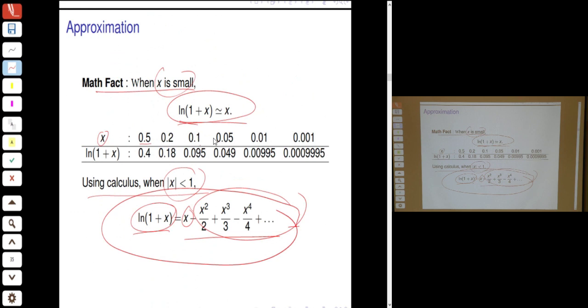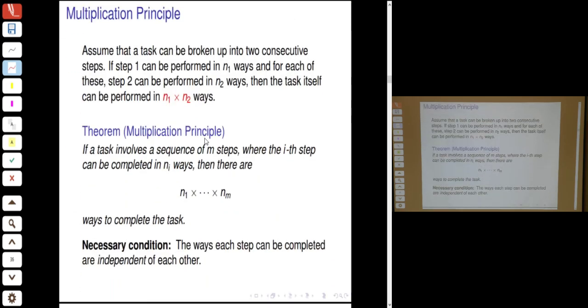So that was so much about the geometric series, arithmetic series, exponential growth, linear growth, and then the logarithmic approximation log of 1 plus x approximately equal to x. This is followed by a recap of combinatorics, or permutations and combinations. We start with the multiplication principle. Assume that a task can be broken up into two consecutive steps. If step 1 can be performed in n1 ways, and for each of these n1 ways, step 2 can be performed in n2 ways, then the task itself can be performed in n1 times n2 ways, right?